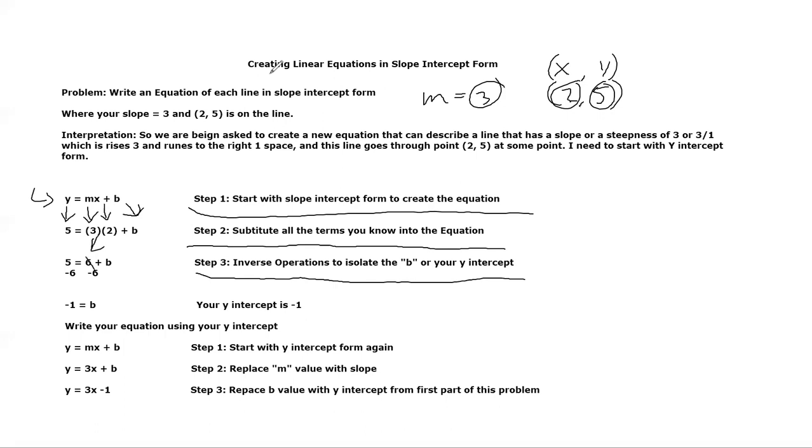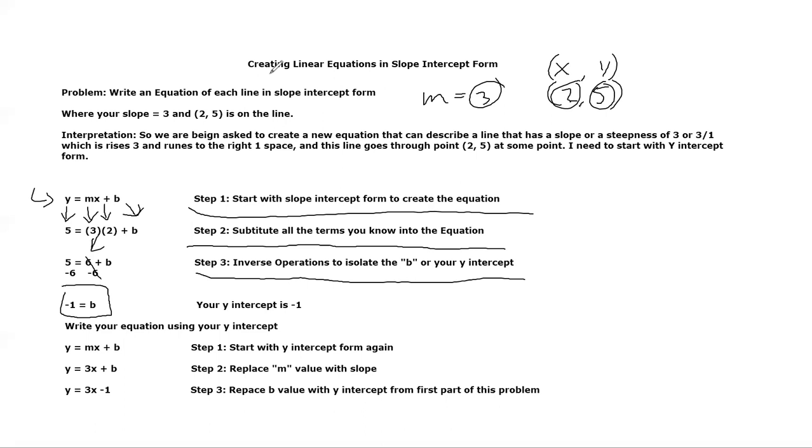We're going to cancel out the 6. And then we have 5 minus 6. We're going to end up with a negative number. Negative 1 is equal to b. Okay, cool. Am I done? I figured out what b is. I can go away now. No, you can't, because your y-intercept is negative 1. That's when you figure it out.